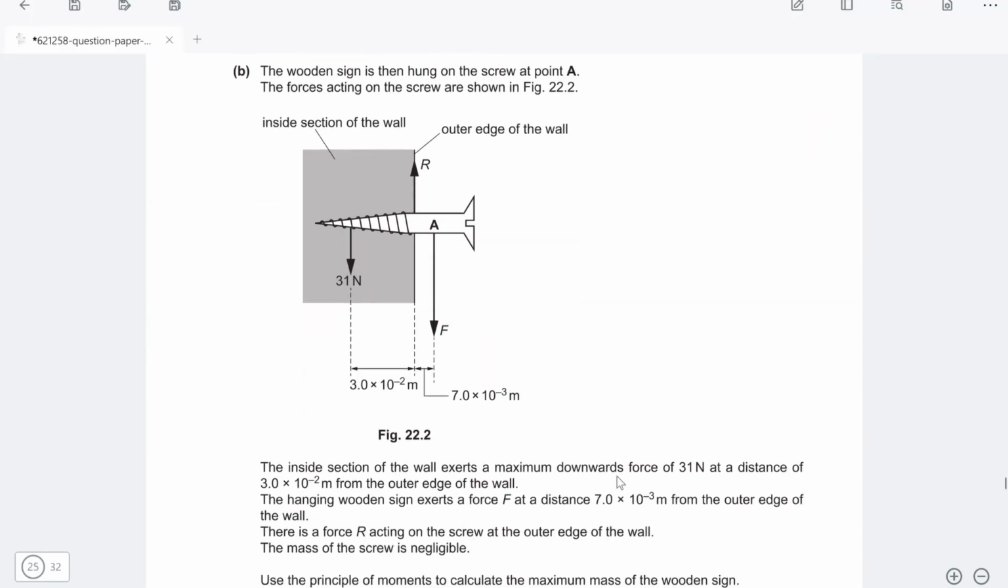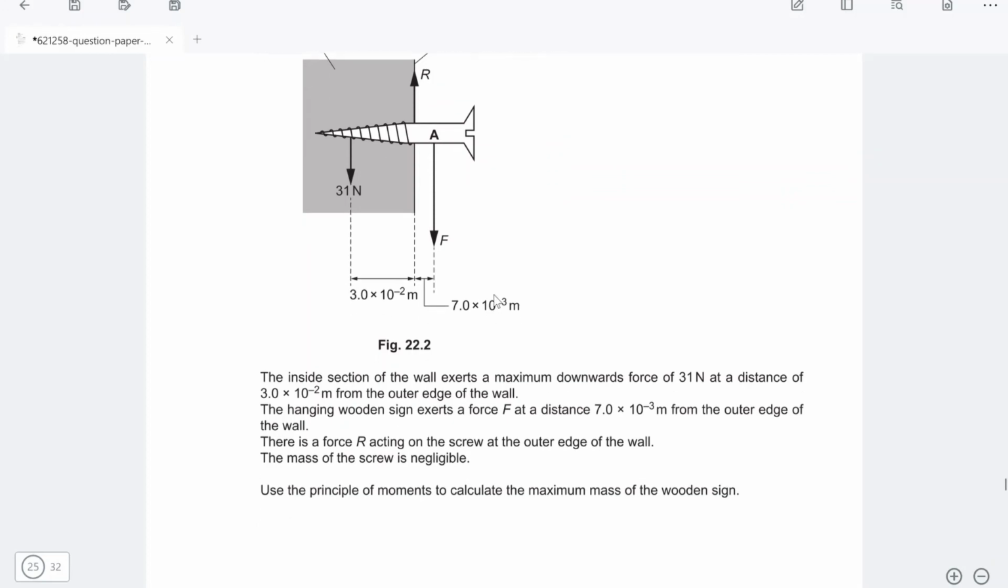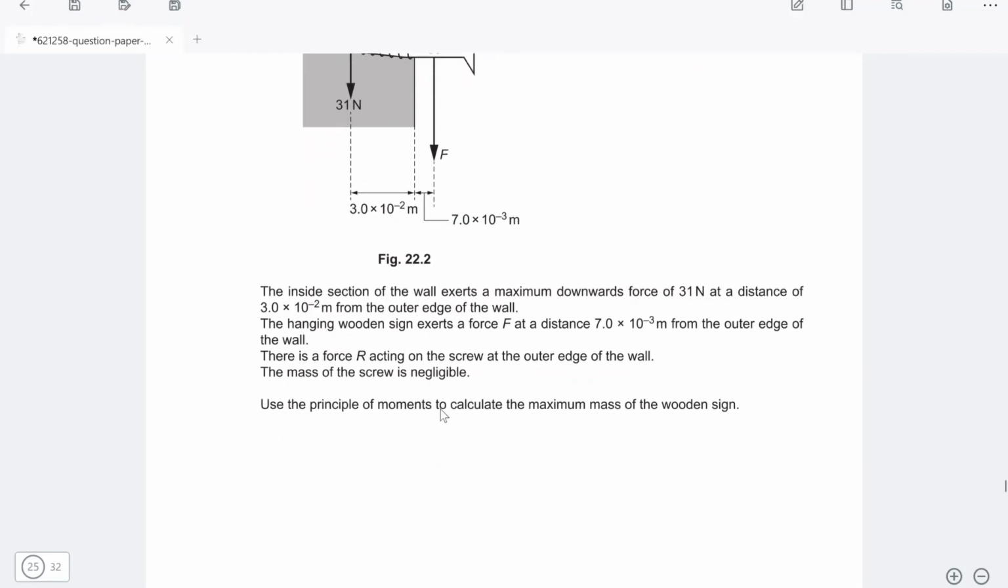The next one is a little moments question. We have a wooden sign which is hung up on the screw at a point A, and the forces acting on the screw are shown in the figure. We're given the fact that the inside section of the wall exerts a maximum downward force of 31 newtons at a certain distance from the outer edge of the wall, and we're given some distances as well. We're going to need to use the principle of moments to calculate the maximum mass of the wooden sign.